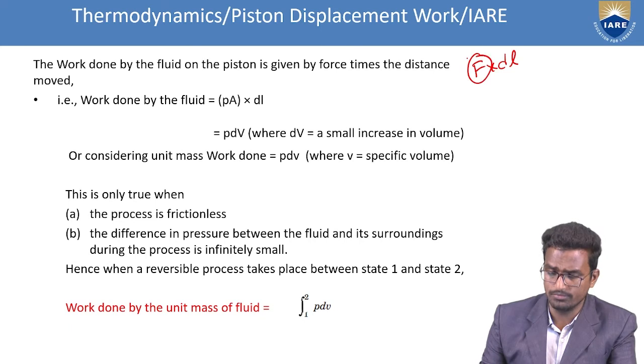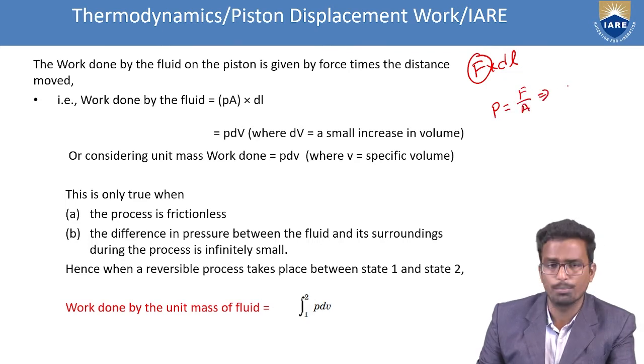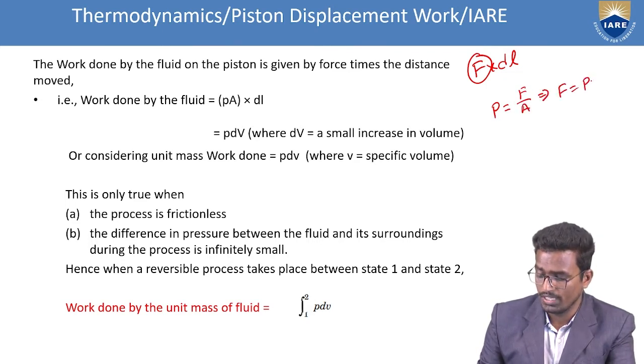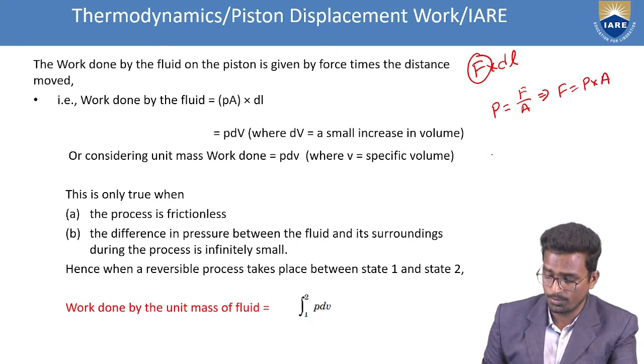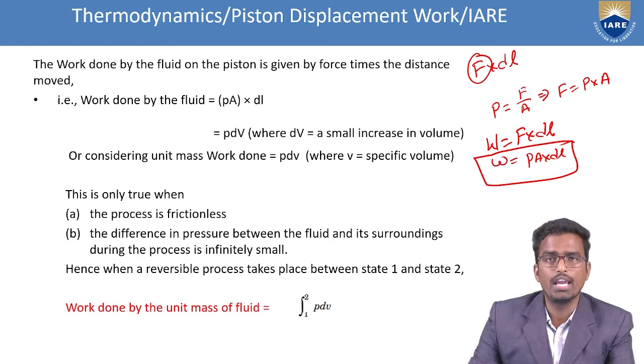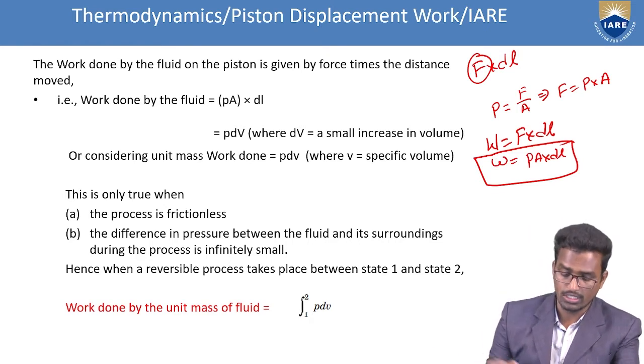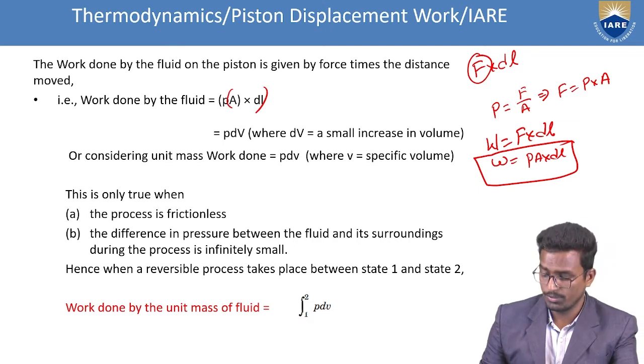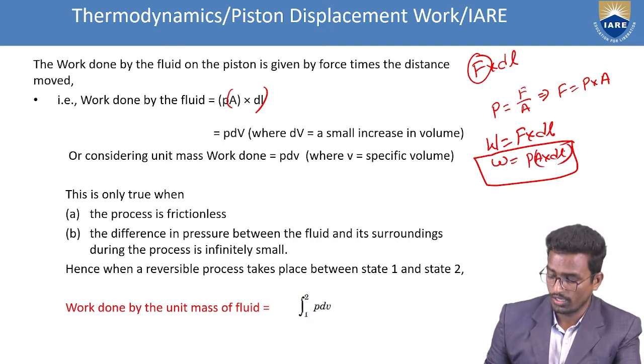So what is the force here, and how do we calculate it? We know that pressure is force per unit area, so the force applied on the piston is F equals P into A. Applying the same here, the work is F into dl, and F is PA, so work is P A into dl. And we know that area into length is what we call volume.